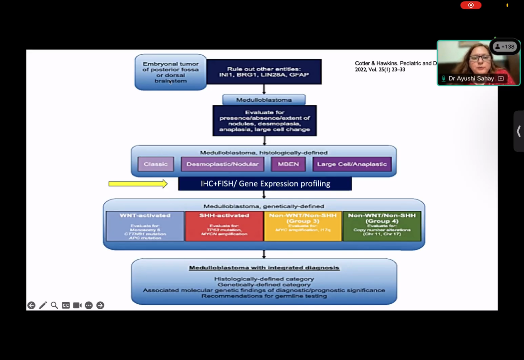If you have an embryonal tumor in the posterior fossa, first of all, always you have to rule out other entities by doing a different IHC panel to rule out whatever your histological differentials are. And then if you think this is definitely a medulloblastoma, with evaluation of presence or absence of nodules, the extent of dysplasia, anaplasia, large cell change, you can make a histological diagnosis of classic, dysplastic, MBEN or large cell. And then if you're able to add IHC and or FISH or gene expression profiling to give this kind of molecular subgrouping, you can give an integrated diagnosis of the medulloblastoma with the genetically defined category.